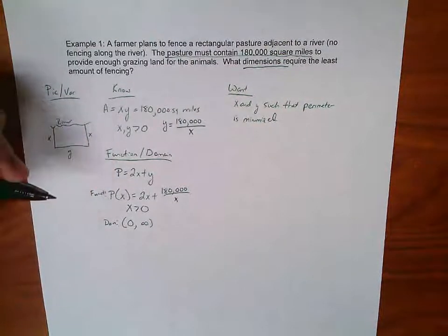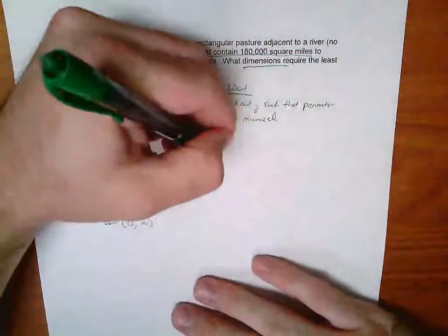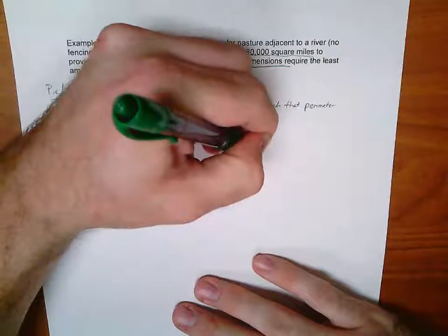So there's our function: p of x equals 2x plus 180,000 over x. Our domain is 0 to infinity. Now you're probably asking, why do we need to worry about finding the domain? Remember, the domain helps you know if your answer is a valid answer or not, but it can also help you eliminate critical numbers. If you get a critical number that's not in the domain, you don't have to test it in the next step. So our next step is to find the critical numbers and to test them.